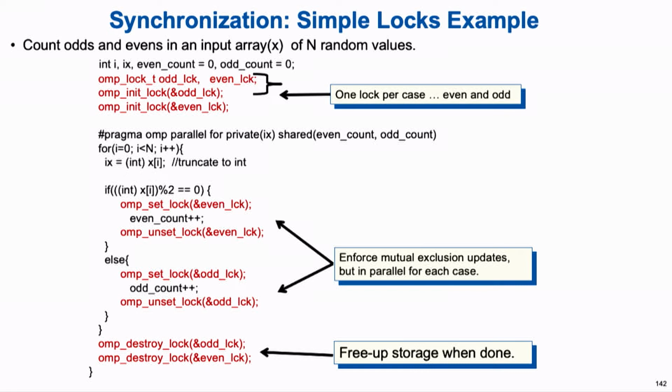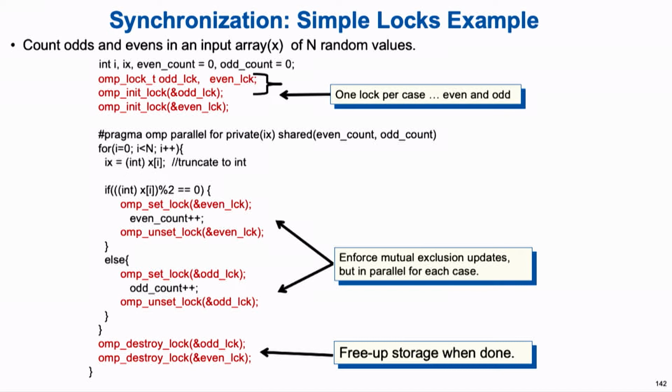Okay? Now, could I have done this with a critical section? Yeah. But I can do this with a lock too. But the lock structure can be a lot more powerful in that I can have hundreds of locks. And because they're different locks, they're not conflicting. When I'm checking the state of even lock, I don't have to look at odd lock.